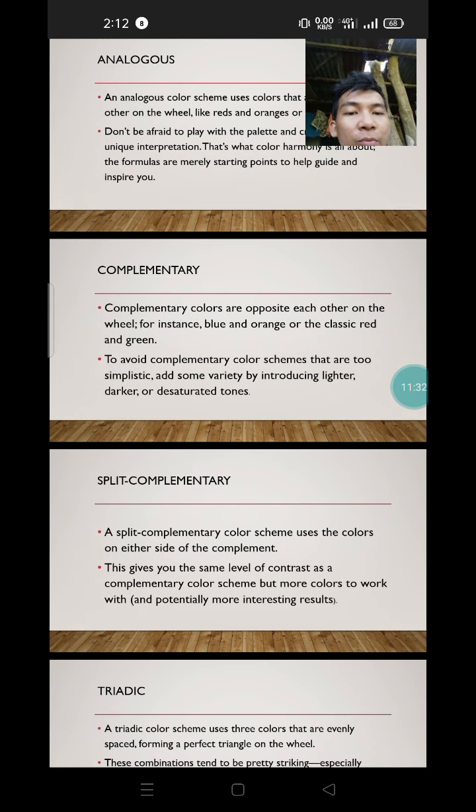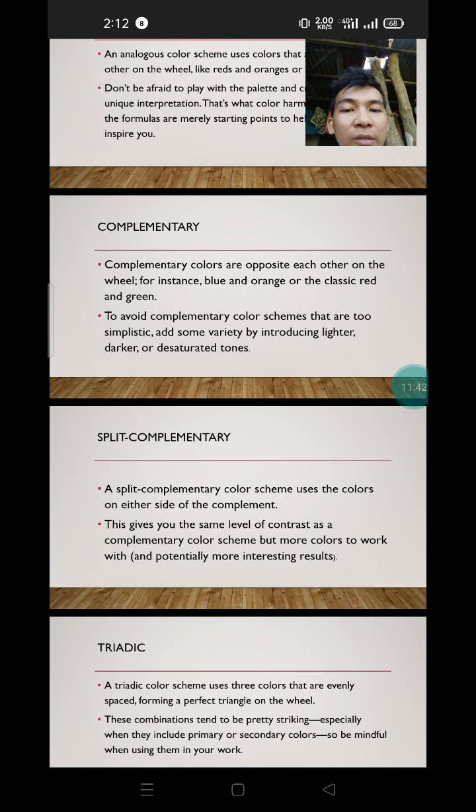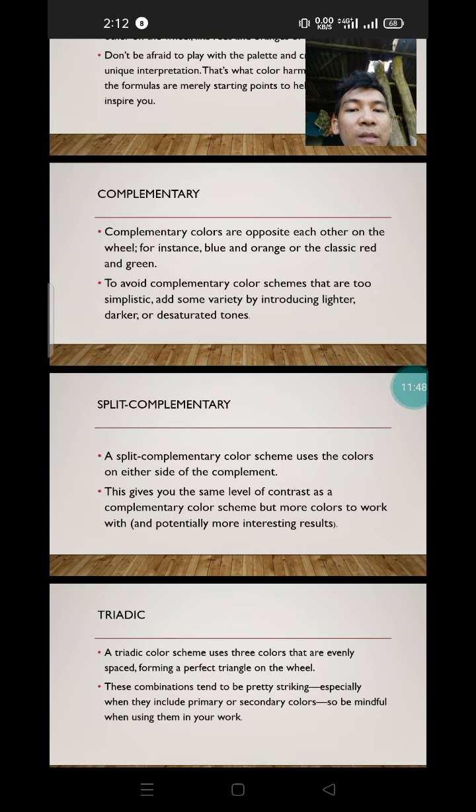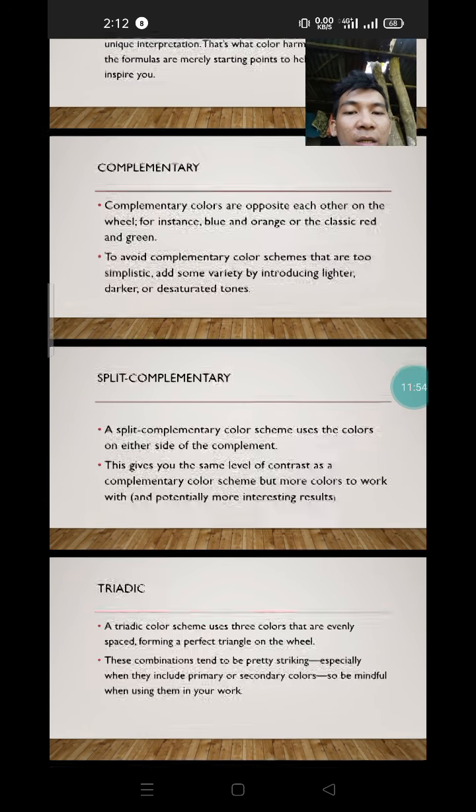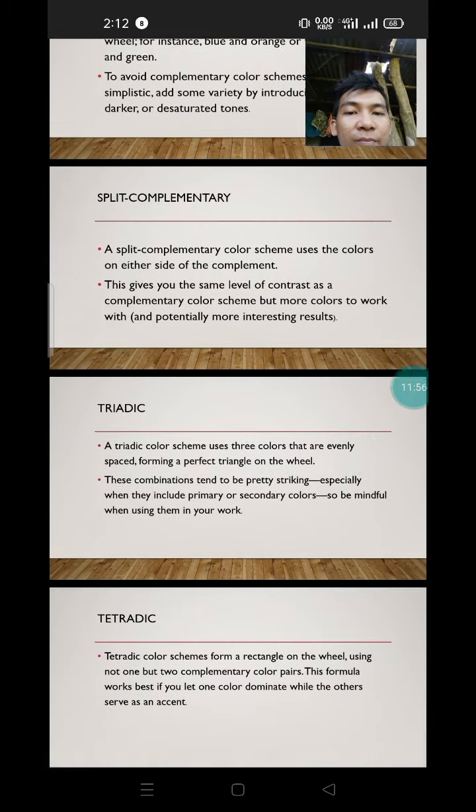Complementary colors are opposite each other on the wheel. For instance, blue and orange, or the classic red and green. To avoid complementary color schemes that are too simplistic, add some variety by introducing lighter, darker, and desaturated tones.